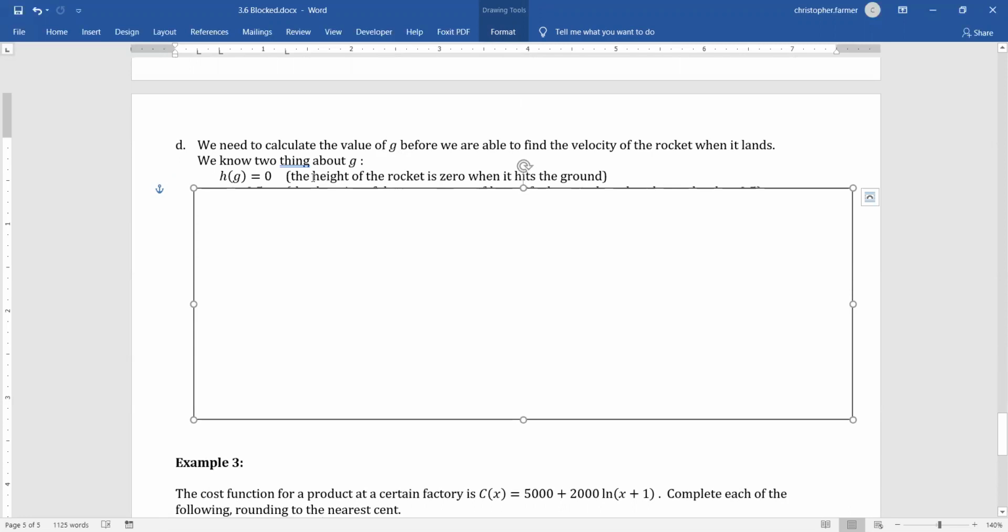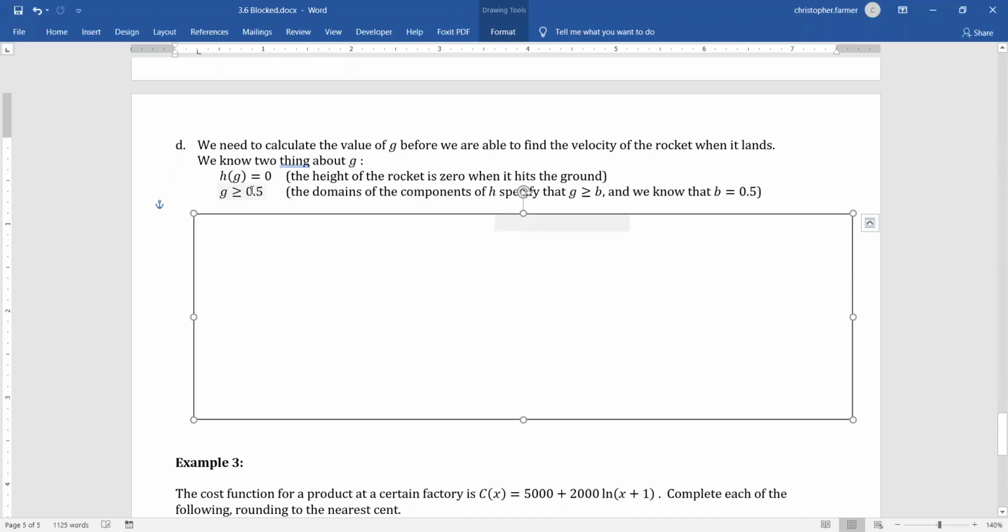Okay, so both of these we've already talked about. The two things we know about g are: if we put g into the height function, we should get 0, because when it hits the ground, lands, whatever you want to call it, its height above the ground is going to be 0. And then we know that g has to be after that 1/2 a second, right?